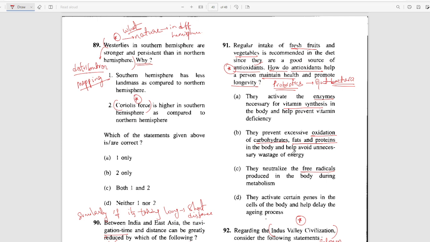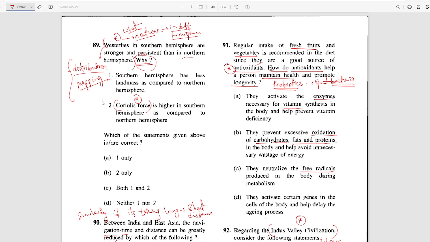So the next question is the 89th question. Westerlies in the southern hemisphere are stronger and persistent than in the northern hemisphere. Why? The first thing that you have to learn here is what westerlies are and what is their nature, how they differ in different hemispheres and why they differ. I've asked why it differs, and also the distribution in the mapping on the global map.